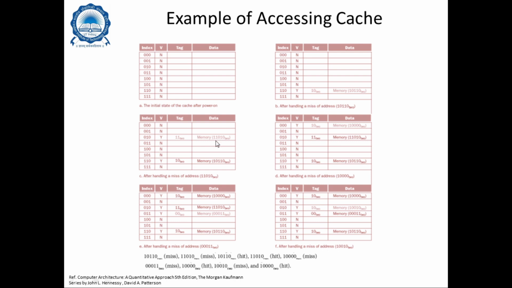Then you come to the next one, which is 01011. 01011 gives you a cache index of 010. So 010 comes here, it turns on, and the tag bit is 11. So 11 comes here, and the data will have the value from memory location 01011.